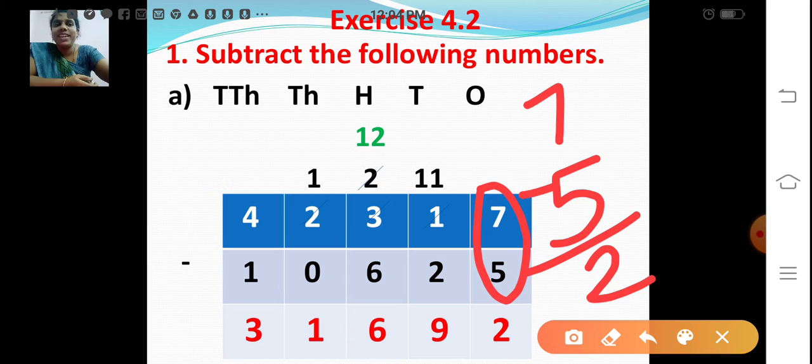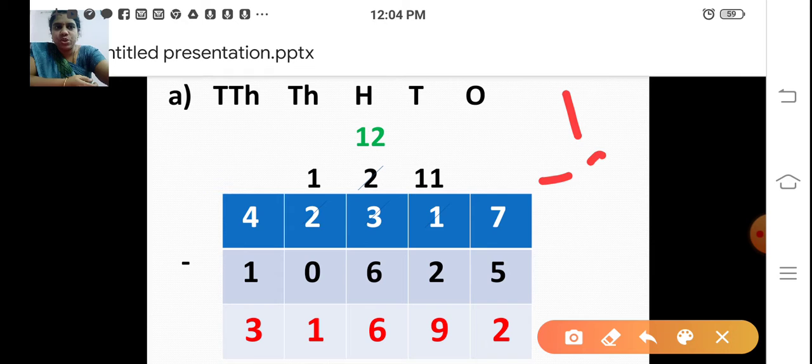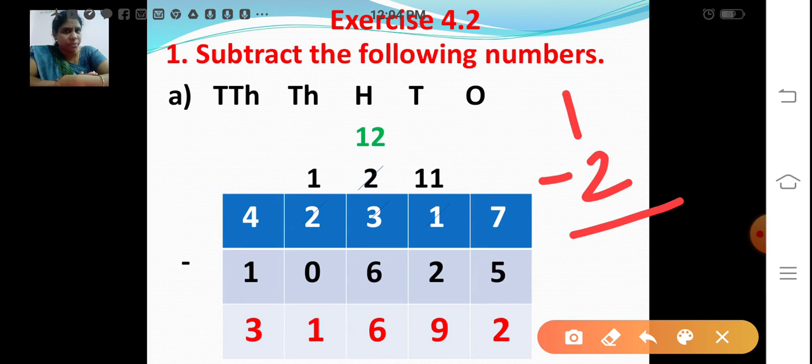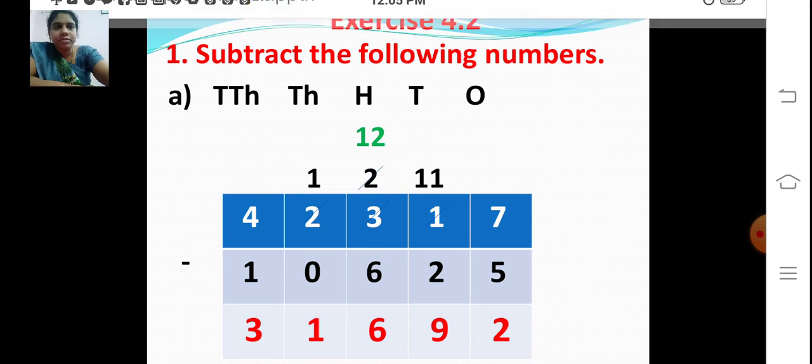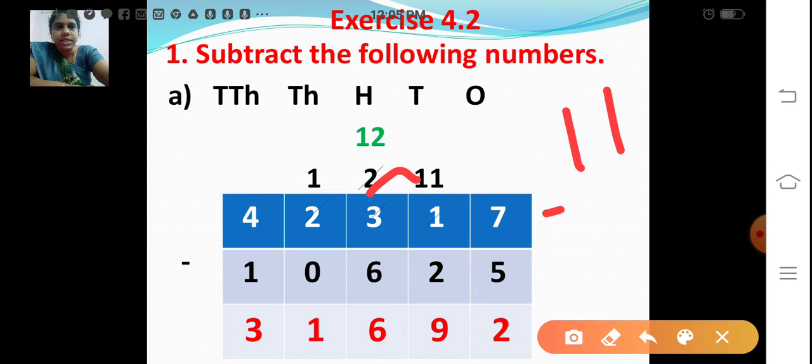Now let's move on to the tens place. Can you subtract 1 minus 2? Is it possible to subtract a bigger number from a smaller number? No. So what do we have to do? We're going to borrow one from the hundreds place. What do you mean by 100 if I'm giving 100? 10 tens, right? So 10 tens plus 1 tens, 11 tens. So I'm having 3 in the hundreds place. If I'm giving 1, my hundreds place will become 2, right? So 11 tens minus 2 tens.